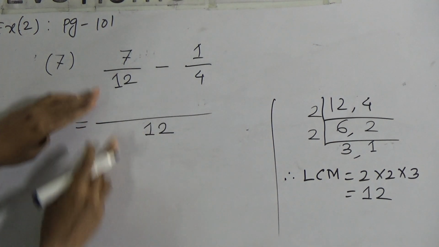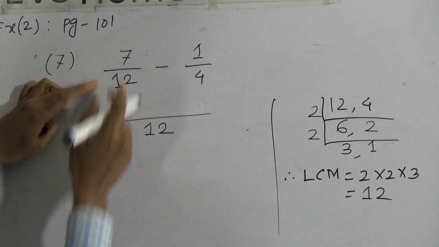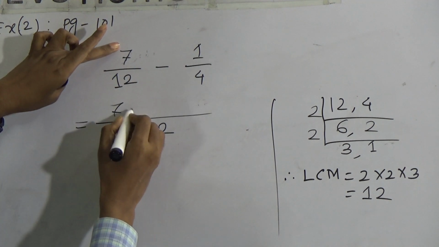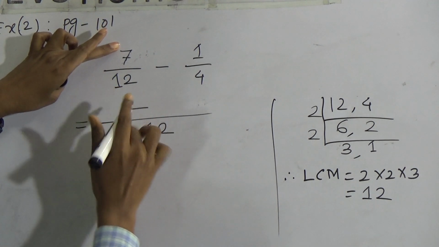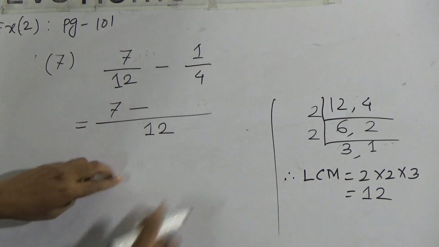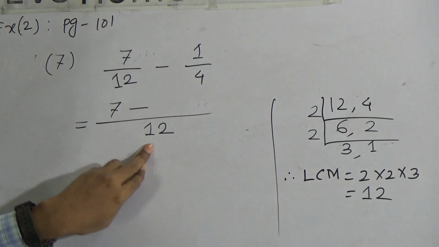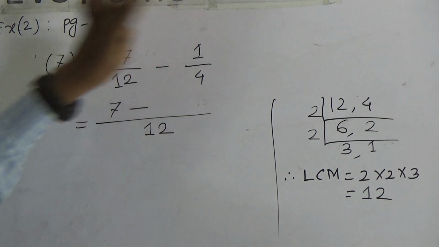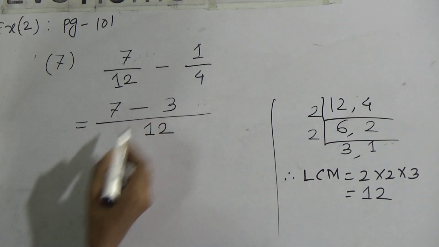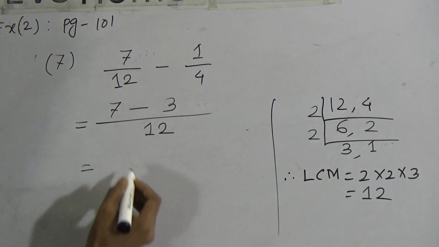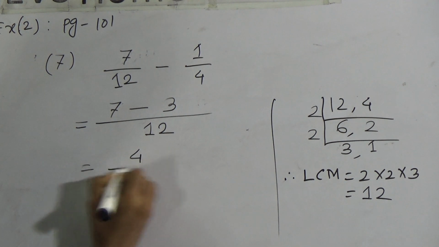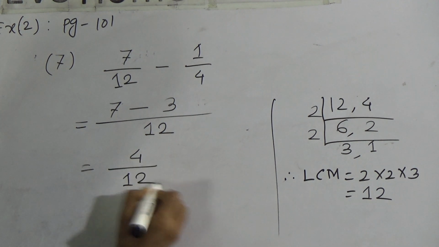Now similarly divide 12 by 12, then we get 1. 1 into 7 equal to 7, minus, divide 12 by 4, then you get what? 3. Now 3 into 1 is equal to 3. Now 7 minus 3, this is equal to what? 4. 4 by 12.